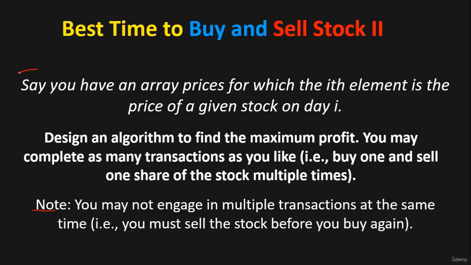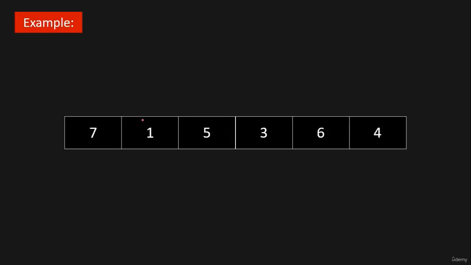And this is our problem statement. If we are given this array, we have to return the maximum profit. If we buy at 1 and sell at 5, then we have profit 4. If we buy at 3 and sell at 6, then we will have profit 3. And 4 plus 3 equals 7. For this given array, we have maximum profit 7. So we have to return 7 for this given input.